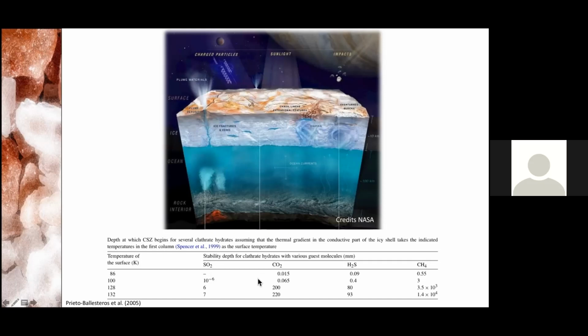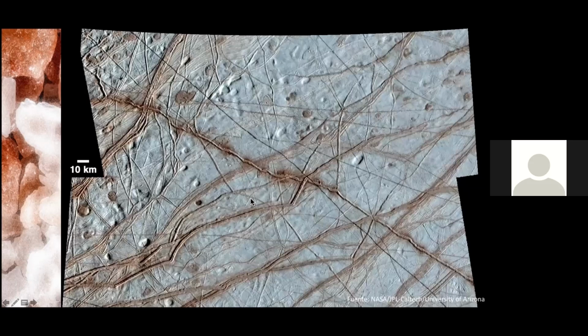So theoretically the clathrate hydrates are there, but again we have not detected them. Anyway, our hypothesis is that you can see the results of the dissociation of these clathrate hydrates. Our hypothesis is that they are involved in some geological processes, in the formation of some features like those that you can see here.